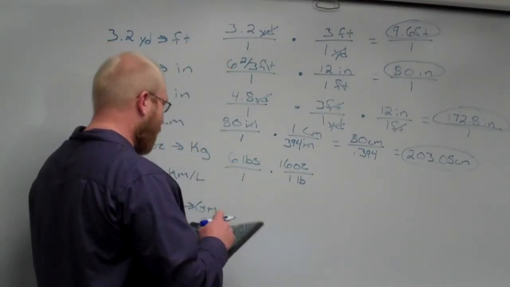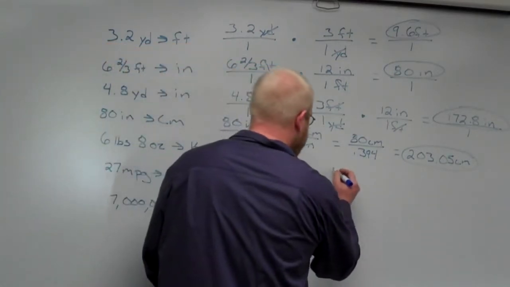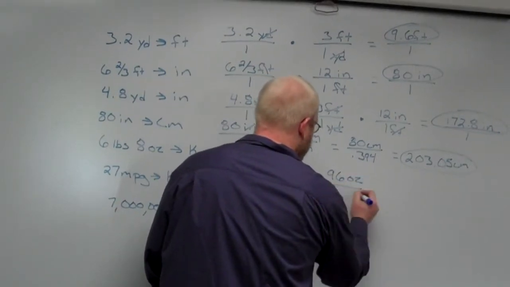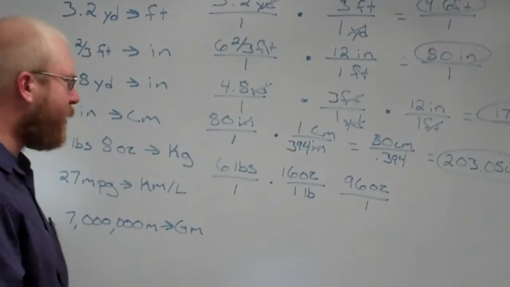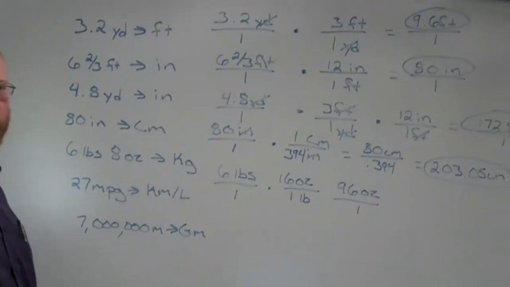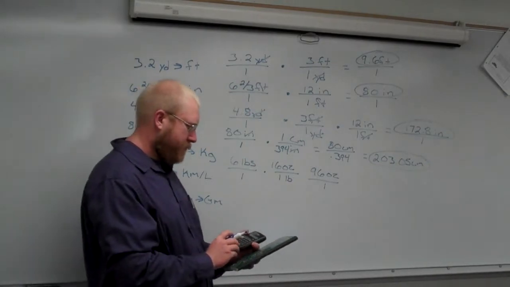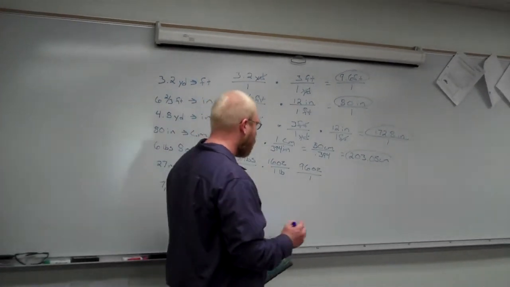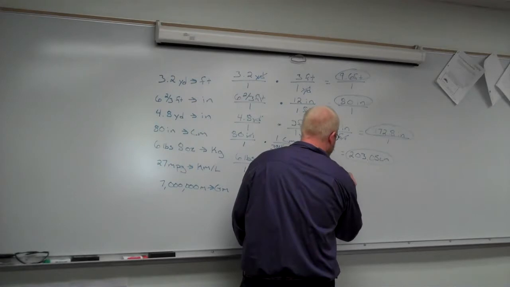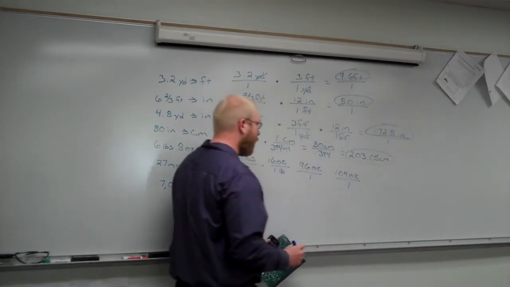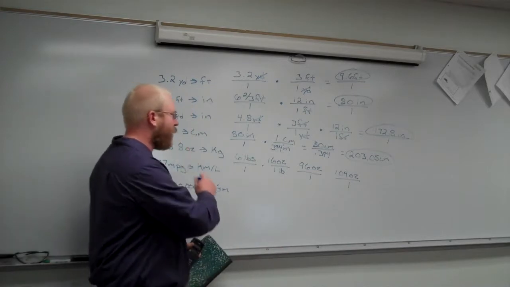So, 6 times 16 is 96 ounces over 1. Now I can't forget that I have to come back here and add my 8 to that. So that's what 6 pounds is. If I go ahead and add 8 to that, 104. So I have 104 ounces over 1. I'm not done yet. I need to go ahead and go to kilograms now.